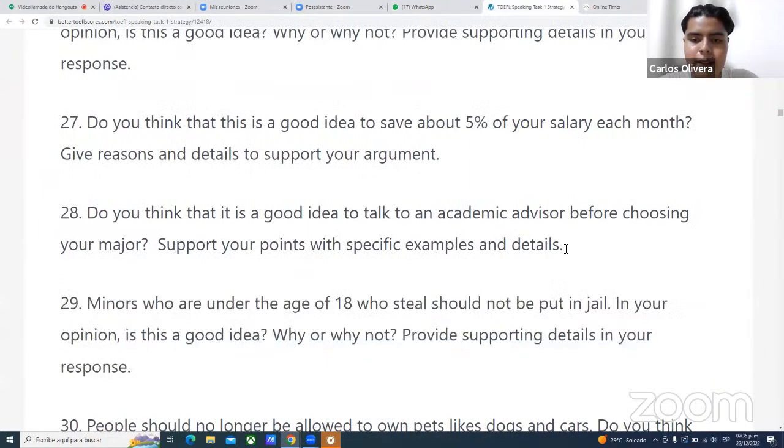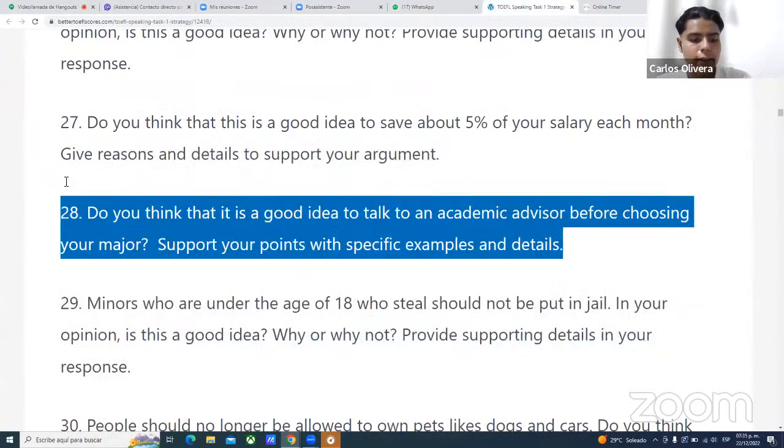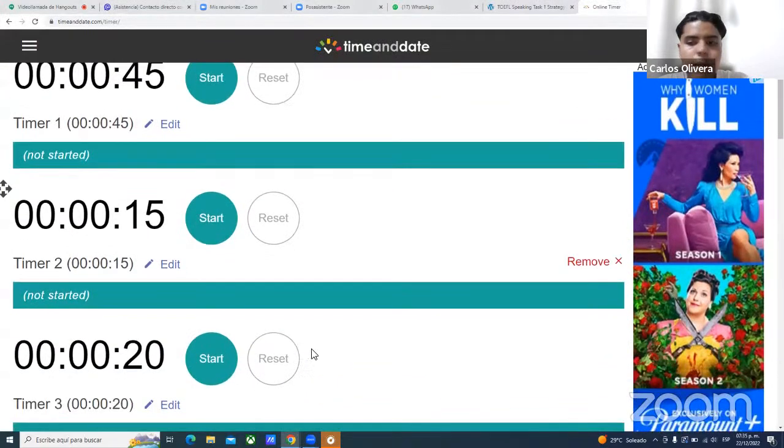We have more practices. Okay, this is interesting, actually. And I think that in this case, you can talk about your own experiences, because I think that all of you are in the university already or haven't finalized it. So here you have, do you think that it is a good idea to talk to an academic advisor before choosing your major? Support your points with specific examples and details. There you are. I'm gonna paste it here anyways. So please, all of you, start preparing your responses for this question now.